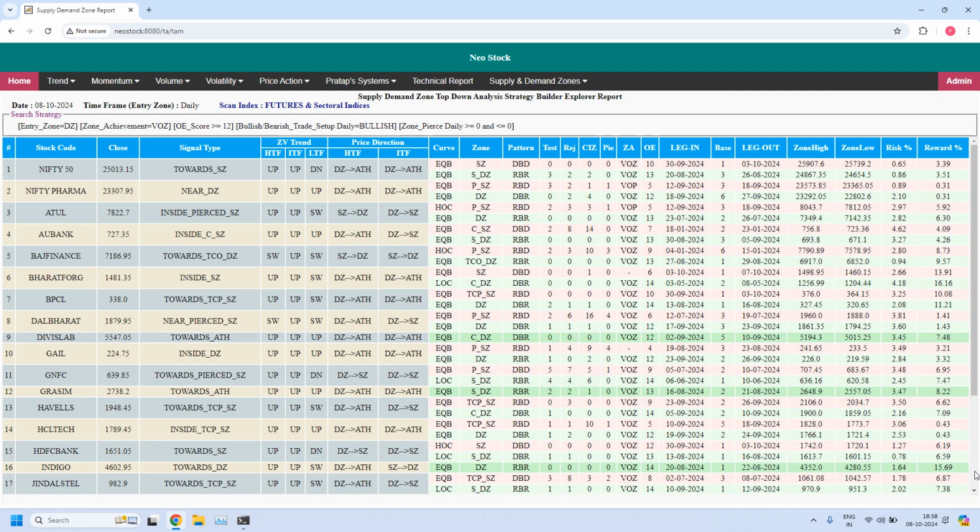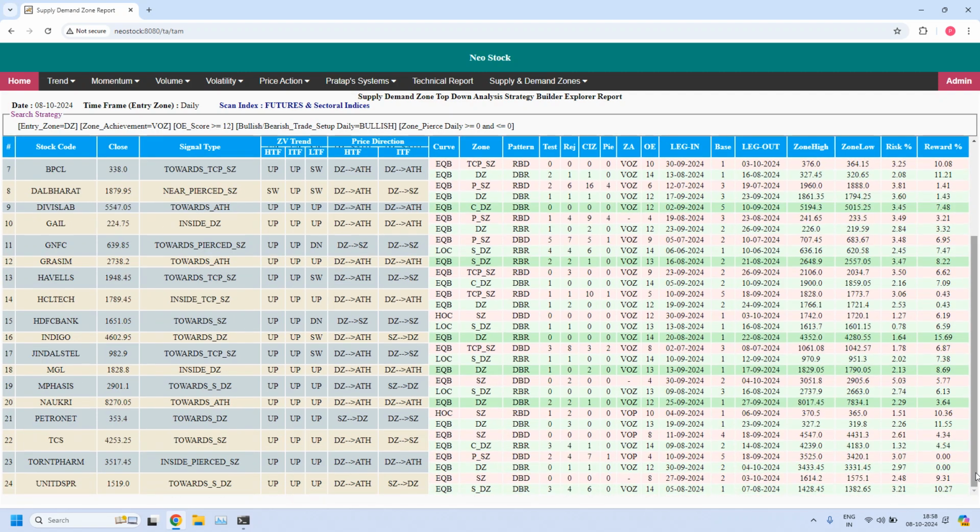I am scrolling the list down. So total 24 stocks are filtered. All these 24 stocks are supporting bullish trade setup for monthly income trade, that is entry time frame daily. Some of these stocks might be supporting a high probability setup. So for that, let us look for LTF and ITF confluence.